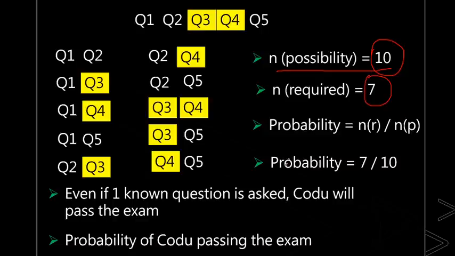Yes, because even if one known question is asked, it doesn't matter whether both are known. Even if one of them is known, he will pass the exam. Okay. Probability of Kodu passing the exam will be 7 by 10. Am I making it clear up to this point? So the probability that he passes the exam is 7 by 10. If you look at this, it involves both combination and probability.